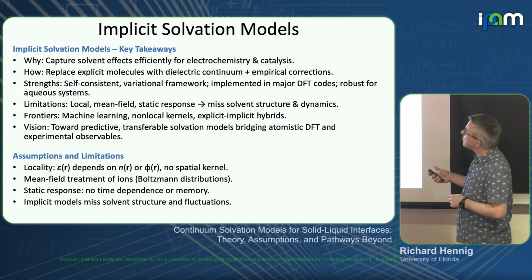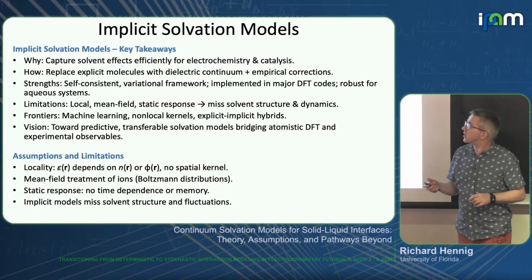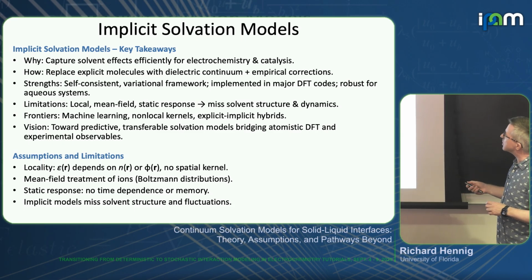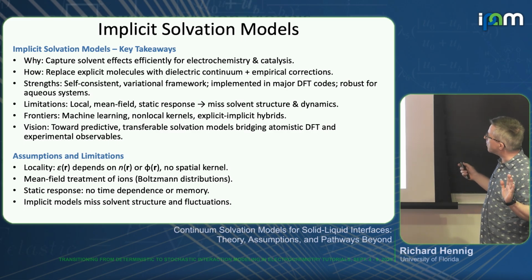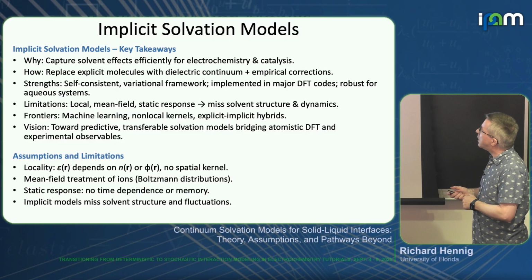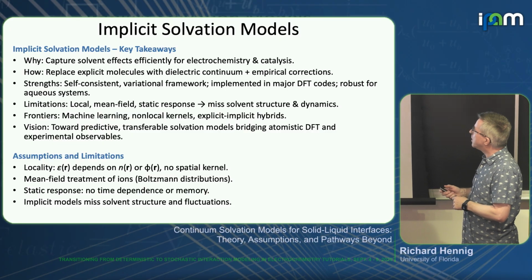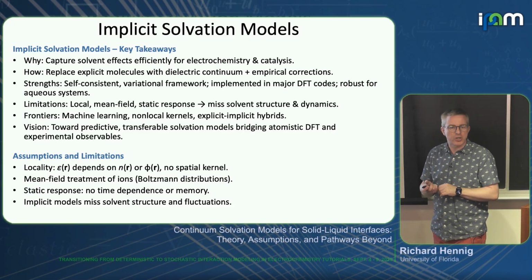So some takeaways for implicit solvation models. They capture the solvent effects quite efficiently. So the numerical efficiency is impressive for electrochemistry and catalysis. They replace the molecules with a completely smeared out continuum with potentially some correction terms. They're self-consistent, variational. They're implemented in all major DFT codes. And for aqueous systems, I think they're pretty good.